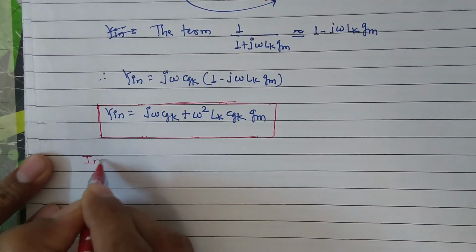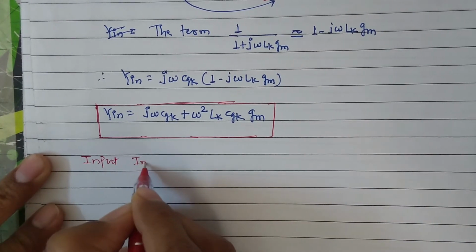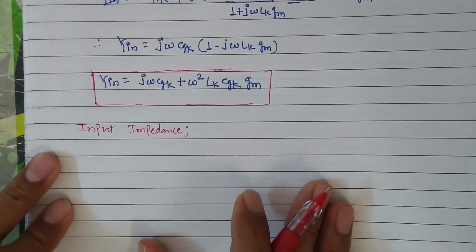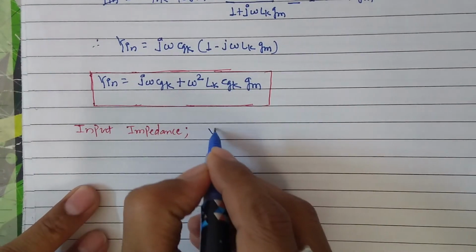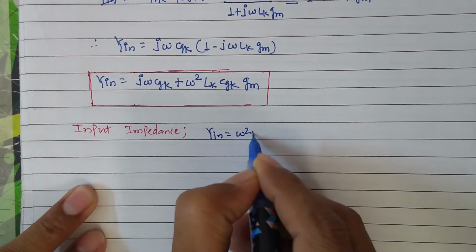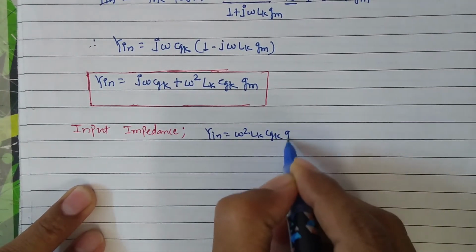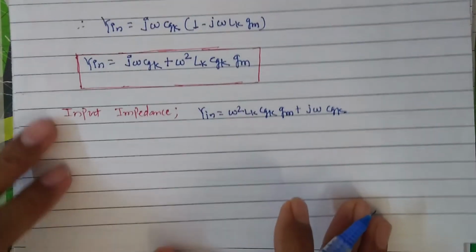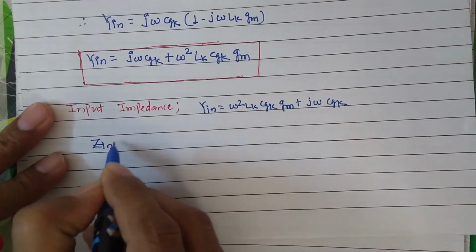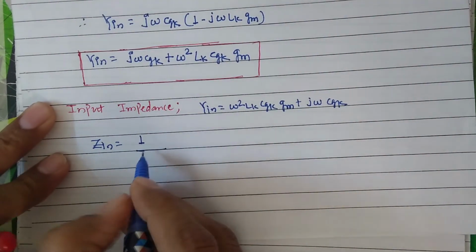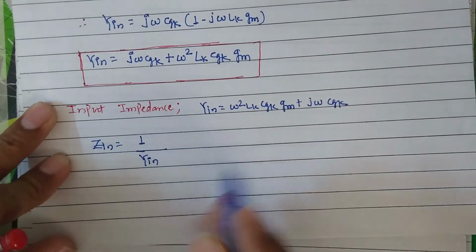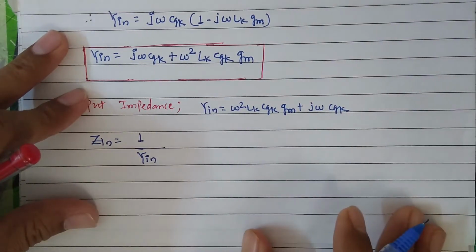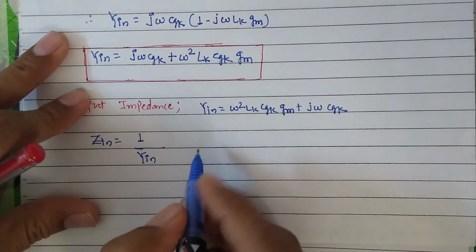So input impedance. We know that Y in is actually equal to omega square Lk Cgk Gm plus j omega Cgk, and if we take the inverse of this, that would be Z in. So 1 over Y in would be our input impedance. And we also like to separate input impedance into its real and imaginary part.